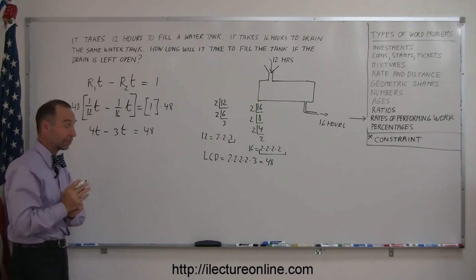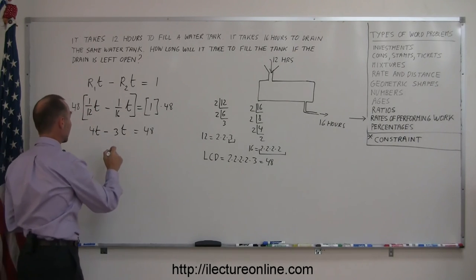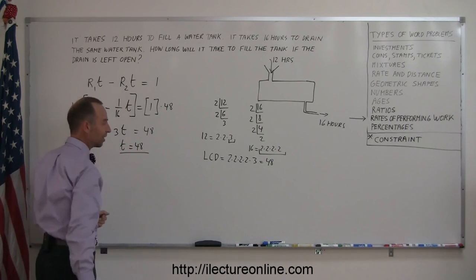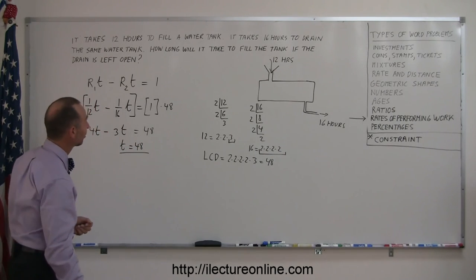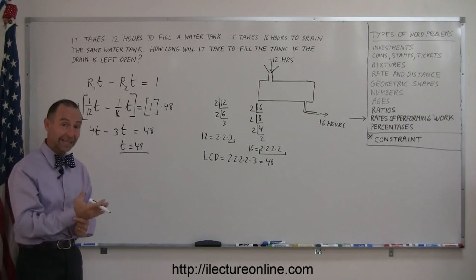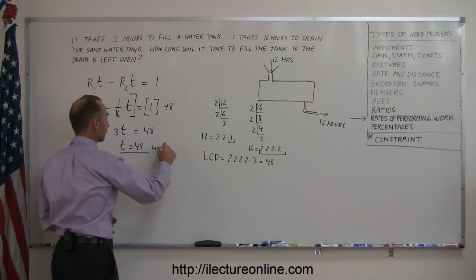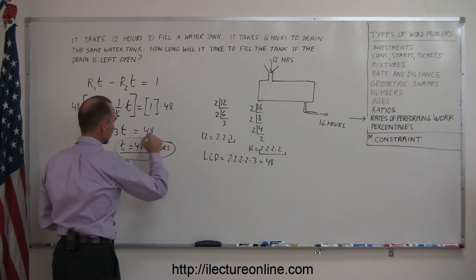Now go ahead and combine like terms. On the left side, 4t minus 3t is 1t equals 48. And that's it. That's the answer. The time that it takes to fill the tank when I'm also draining it at the same time is 48 hours. There you go.